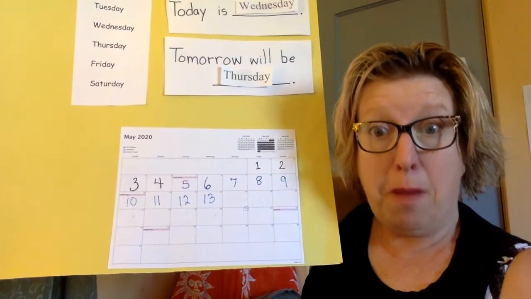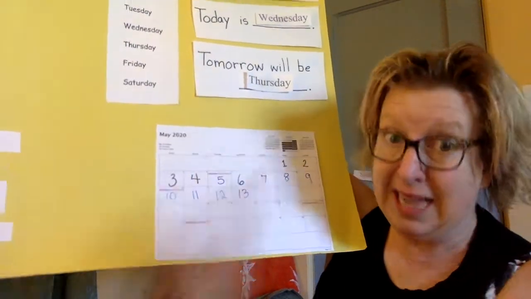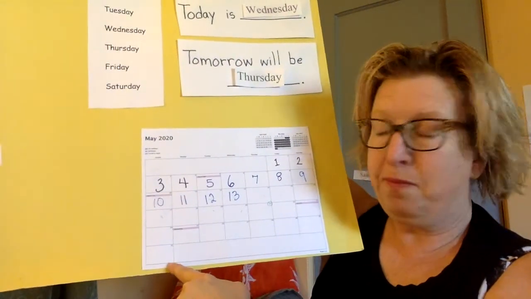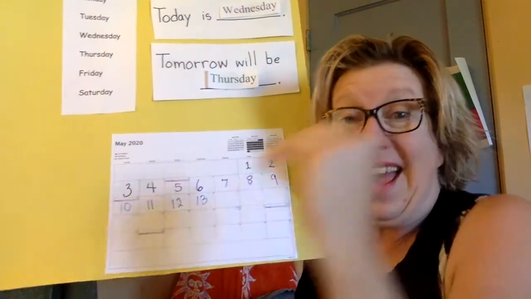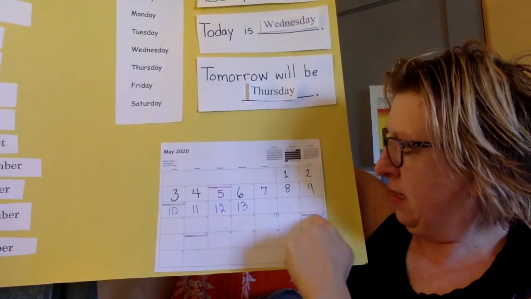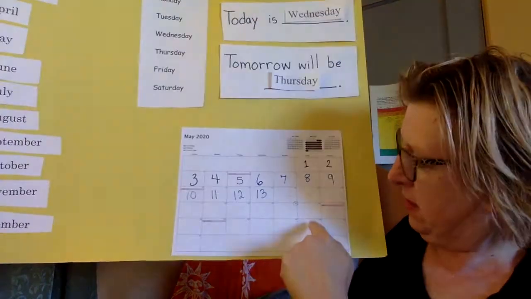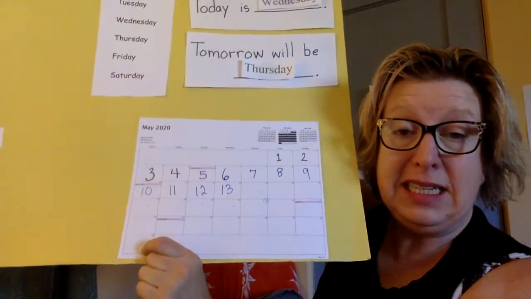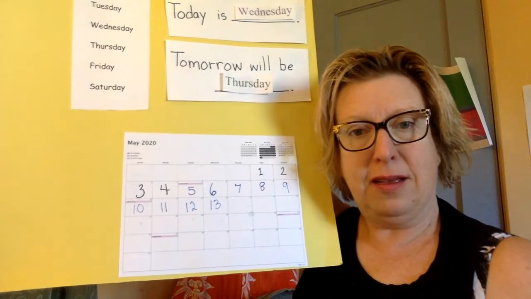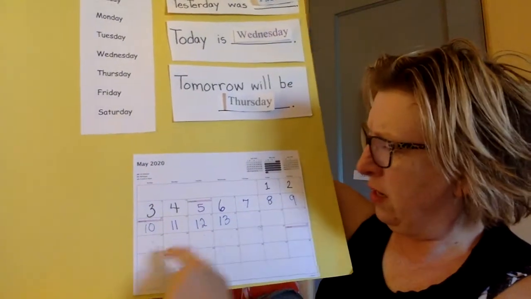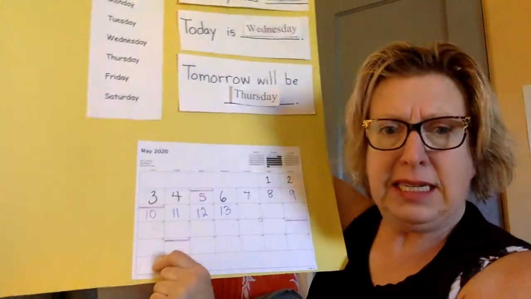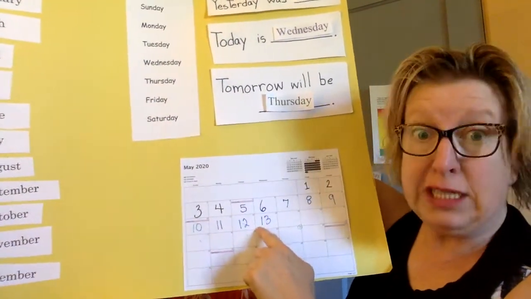Now, in the month of May, there are 31 days. We've only gotten up to 13. But in the whole month, there are 31. So let's count all the blank spaces until we get to the end of the month. 1, 2, 3, 4, 5, 6, 7, 8, 9, 10, 11, 12, 13, 14, 15, 16, 17, 18. There are 18 days left in the month of May. But we are on the 13th day. Let me see. Right. 18 days left in the month of May. But today is the 13th day of May.